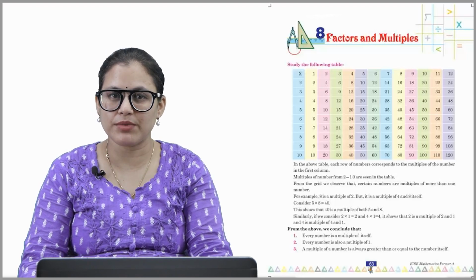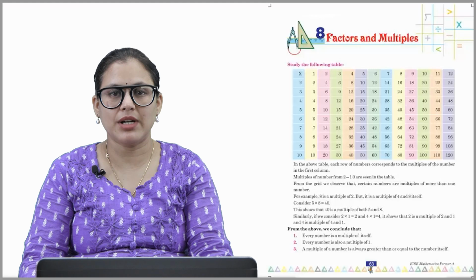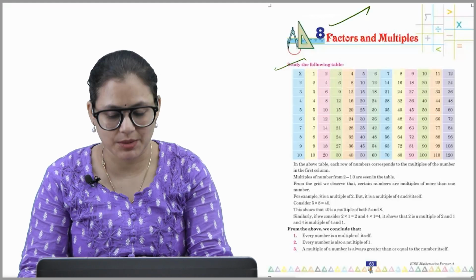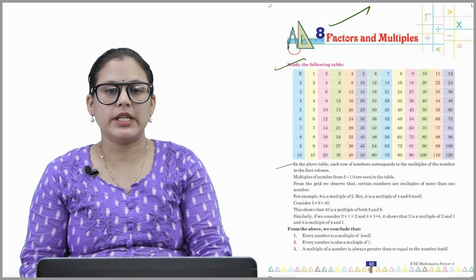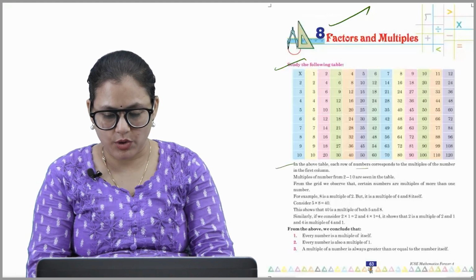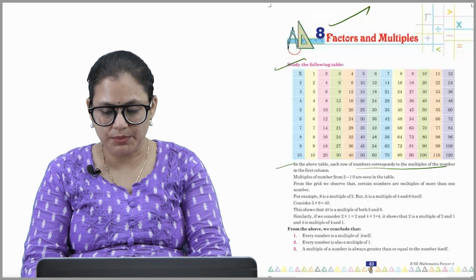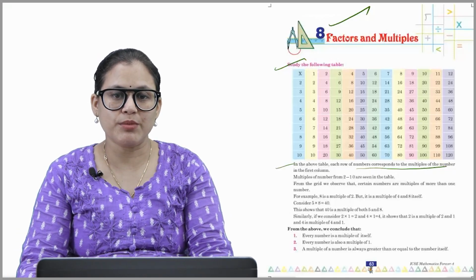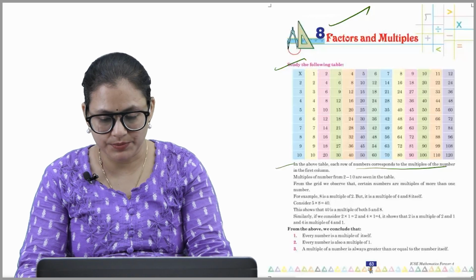Let's start today's chapter, factors and multiples. See, study the following table. In the above table, each row of numbers corresponds to the multiples of the number in the first column. Multiples of numbers from 2 to 10 are seen in the table.